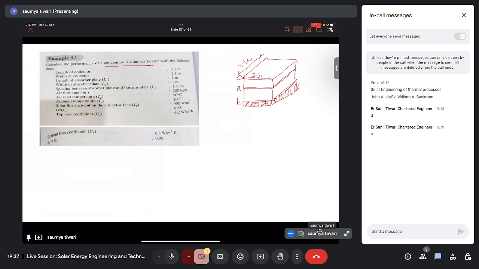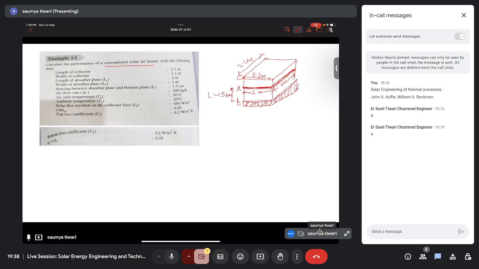The length of the absorber plate, this is the absorber plate, is given as 2 meter, and this width is given as 1 meter. Now the spacing between the absorber plate and the bottom plate, this value is given to be 1.5 centimeter. This is given in centimeter.